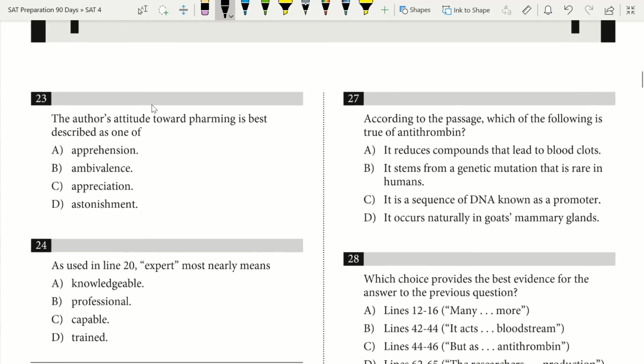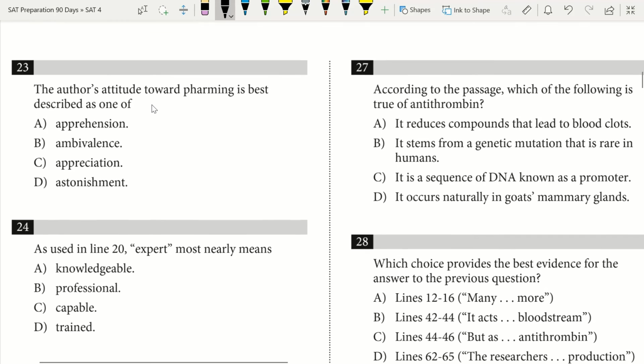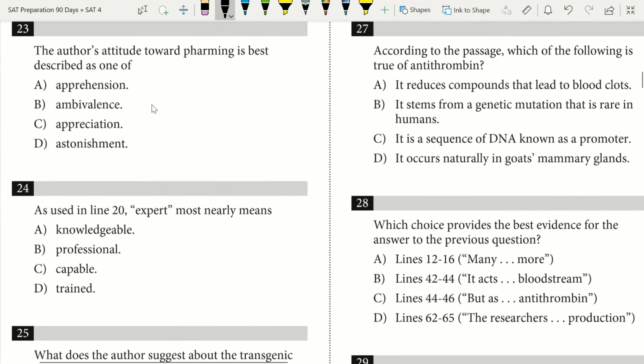Now, the author's attitude towards farming is best described as one of what? Well, the author does appreciate what farming has brought. He describes farming as something that is obviously good. He's not ambivalent about it, because he thinks it's a very good thing. He's also not apprehensive towards it. He's not someone saying that it's a bad thing or something that needs caution. He's also not neutral on it, right?